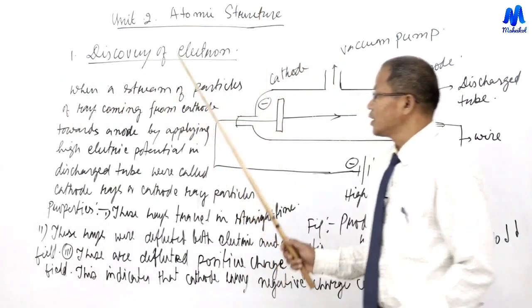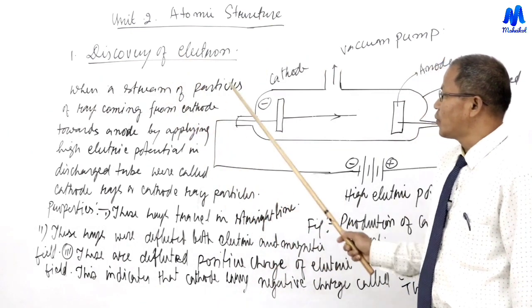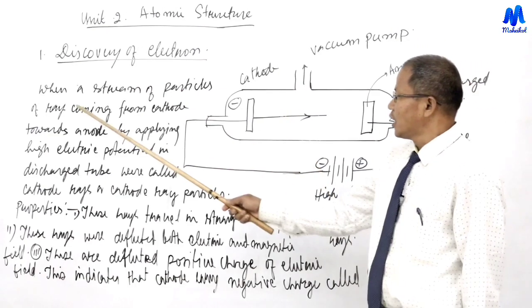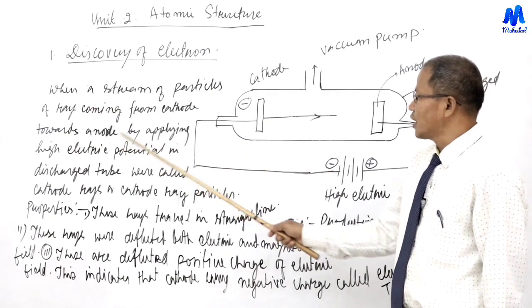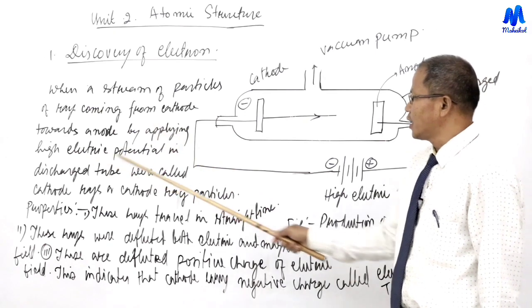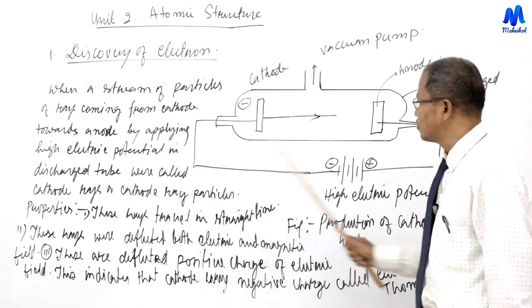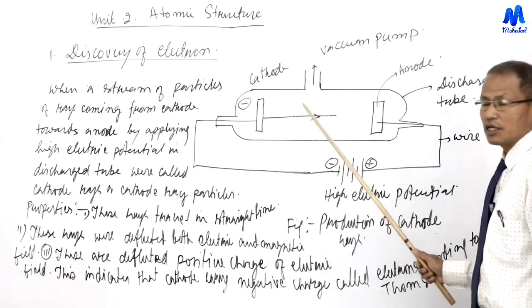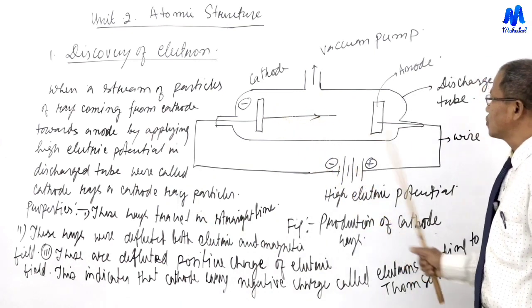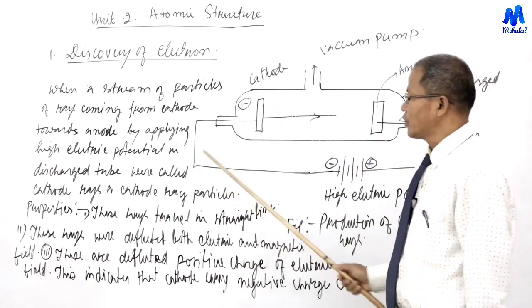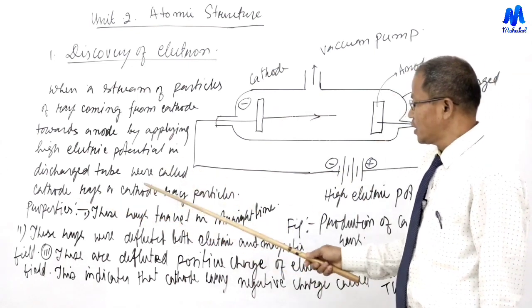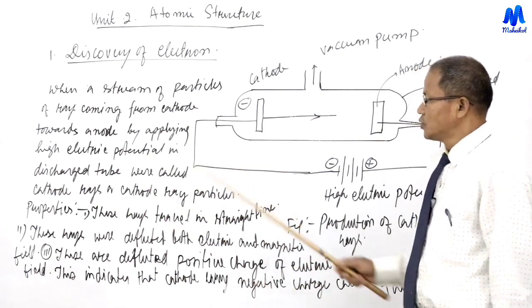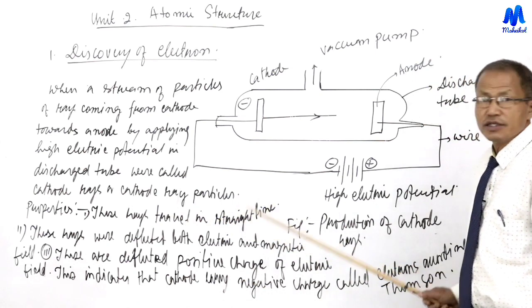What is written here: when a stream of particles or rays comes from the cathode towards the anode by applying a high electric potential in a discharge tube, these rays are called cathode rays, or cathode ray particles. These rays travel in a straight line.